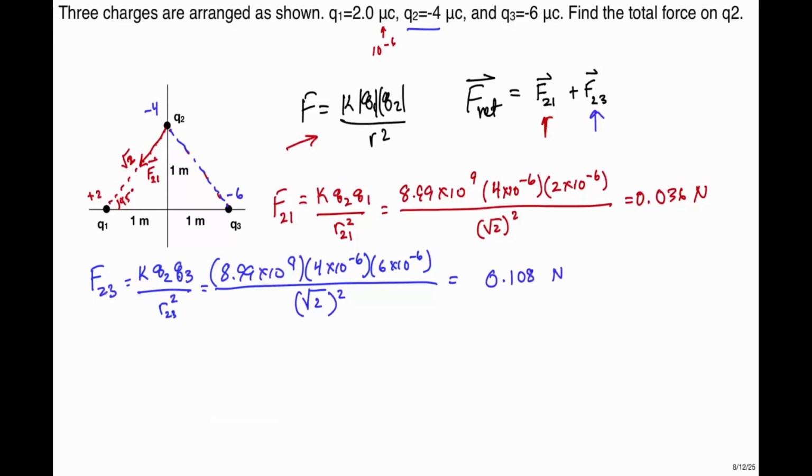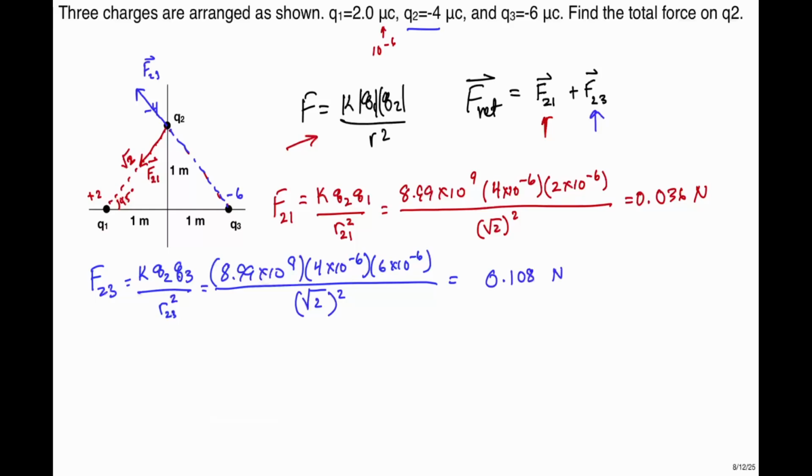So what's the rule? Opposites attract and likes repel, right? So which way would be repelling away from? People on YouTube will be so confused. Okay, so that right there is F23, isn't it?